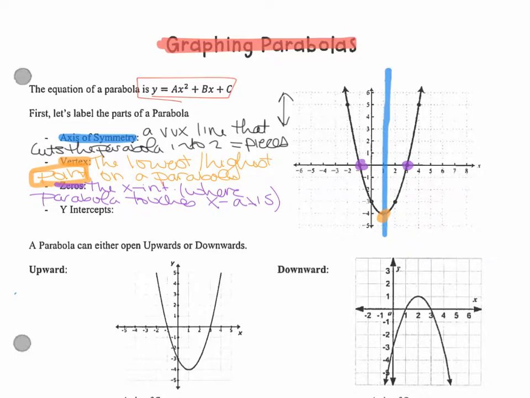How about y-intercepts? The y-intercept is where the parabola touches the y-axis. So my parabola touches the y-axis right there, which is 0, -3. Those vocabulary words are huge, because if you know the axis of symmetry, the vertex, the zeros, and the y-intercept of your parabola, you can graph it no problem.